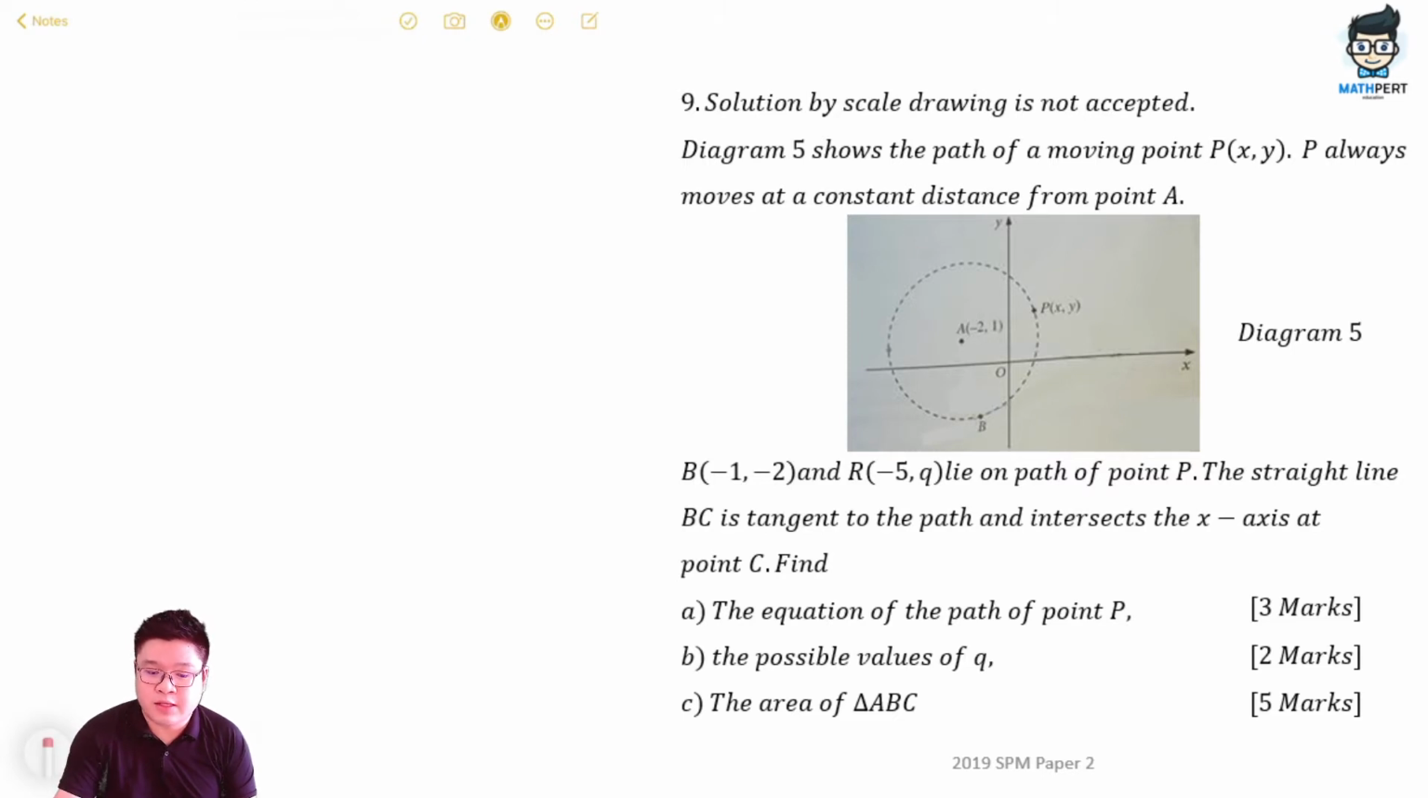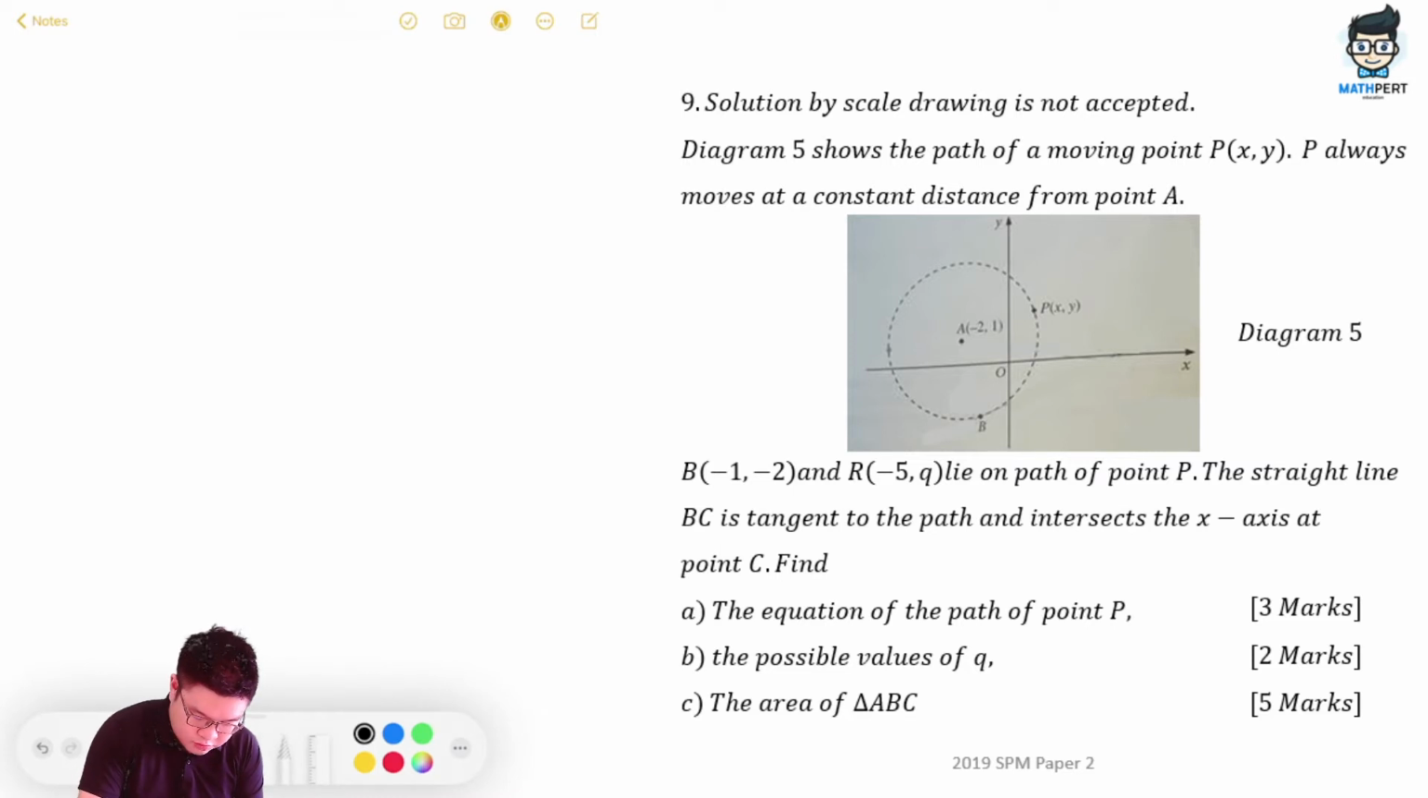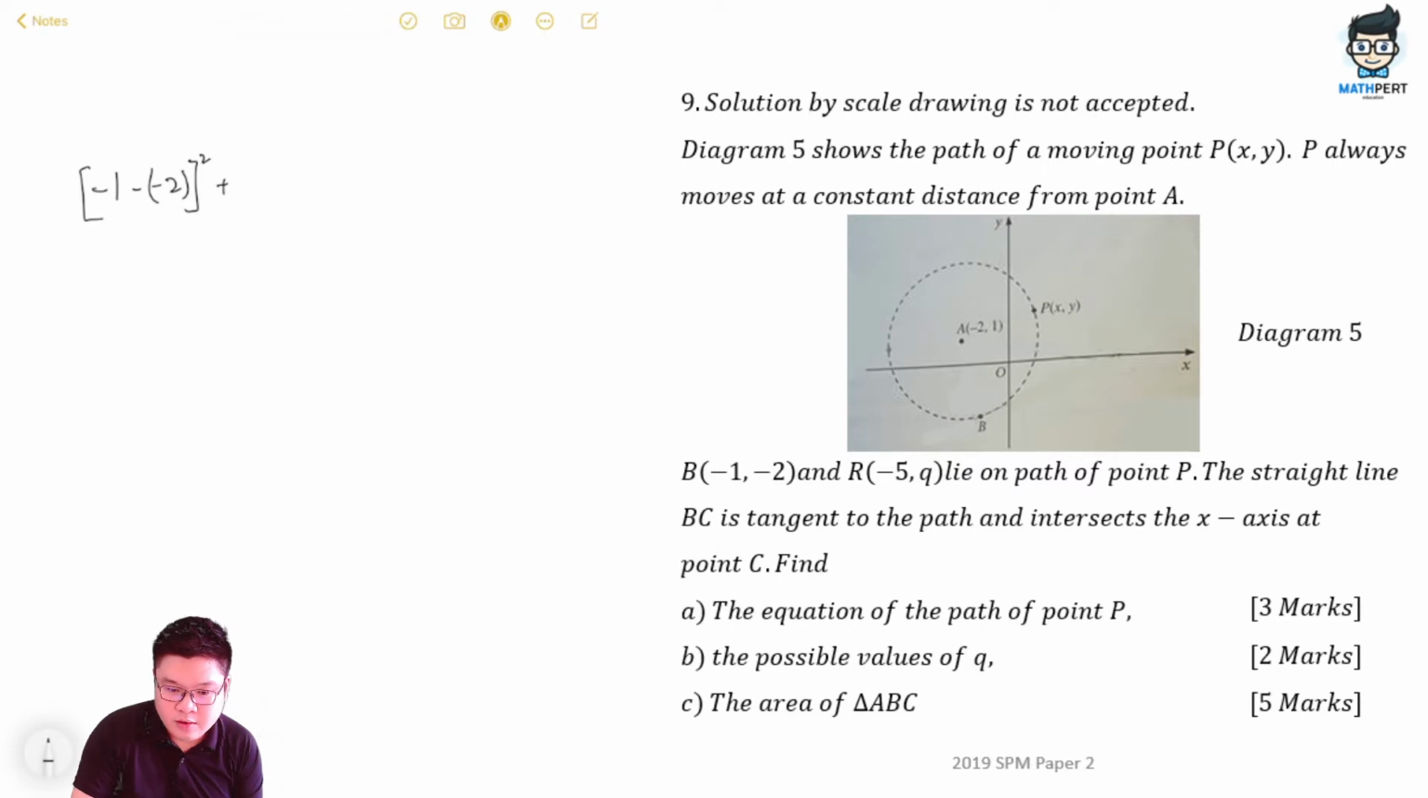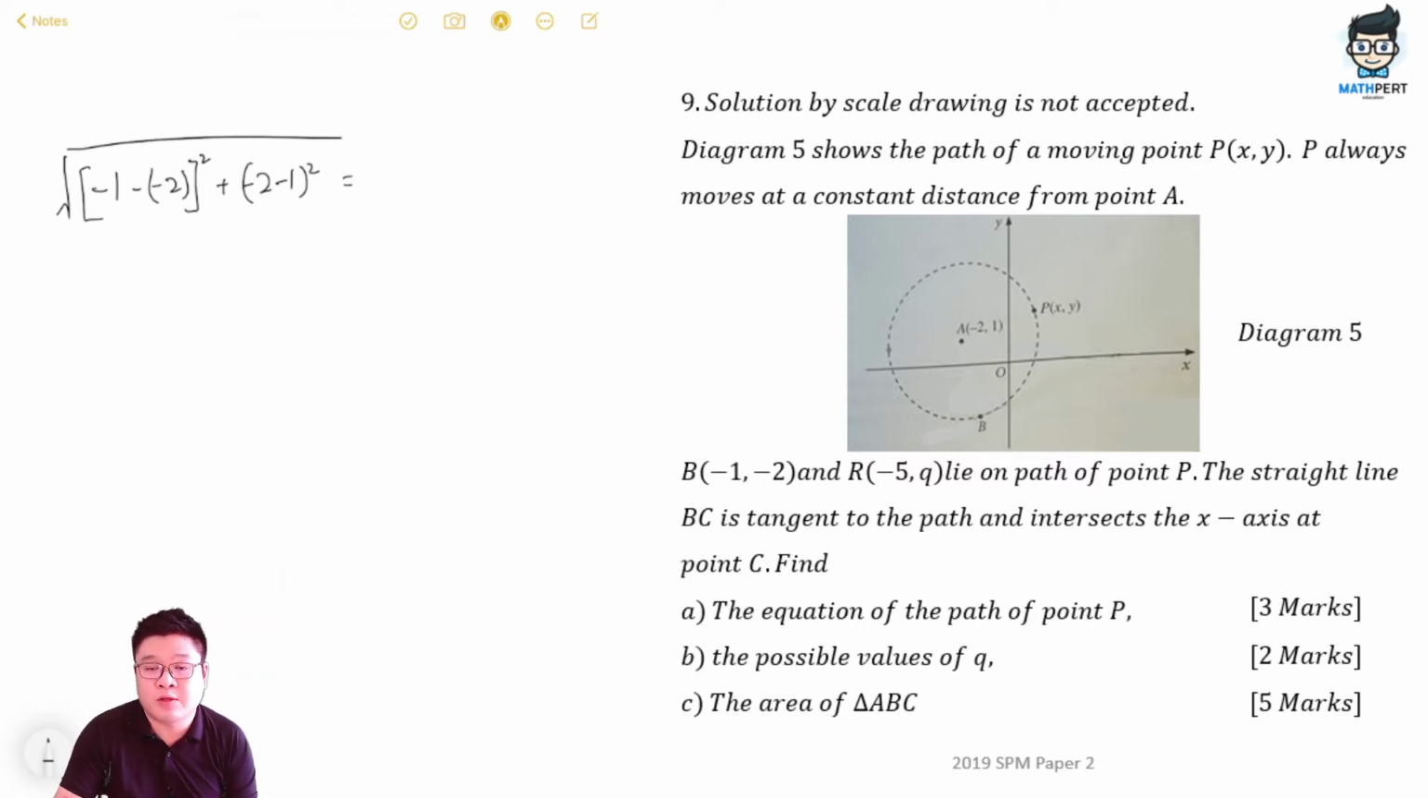That means the distance between the center and a point on the path. Let's say I will use point B. The distance between point B and point A will be, let's use the x first, (-1 minus -2), the whole thing in brackets squared, plus y, which will be (-2 minus 1) squared. Then the whole thing square root. So this is the distance between 2 points.